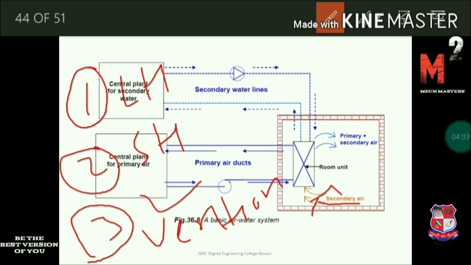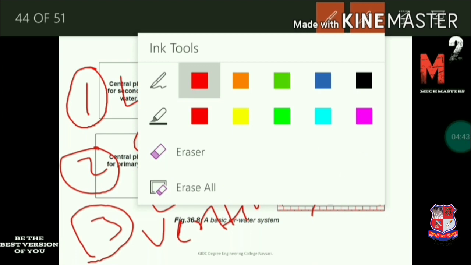Then the air comes in contact with the secondary water line. So the secondary water line takes care of the remaining sensible load. So all the sensible and latent load are transferred to the primary air and secondary water line. Here we transfer the total latent heat load to the primary air, and some part of the sensible heat load to the primary air, and then the remaining sensible heat load is transferred to the secondary water line. So like this it works.